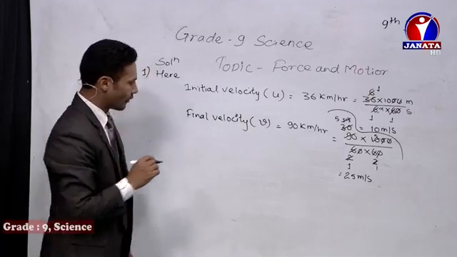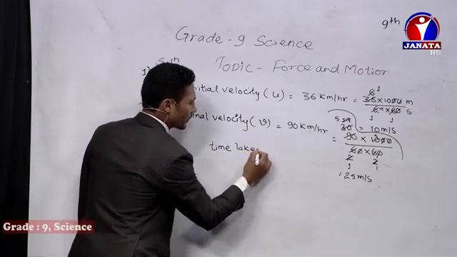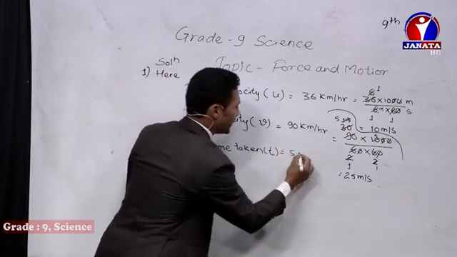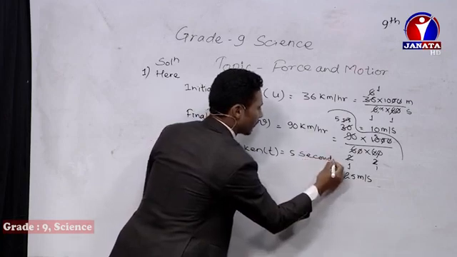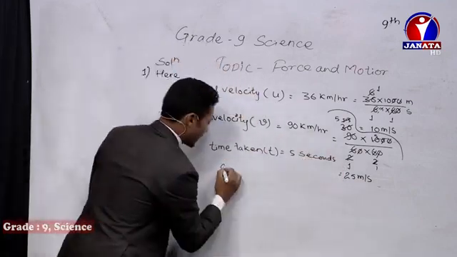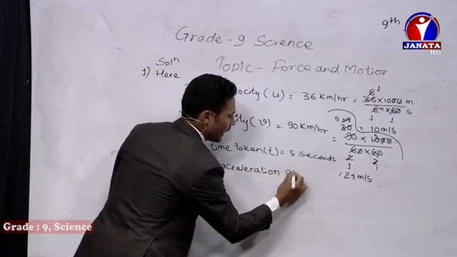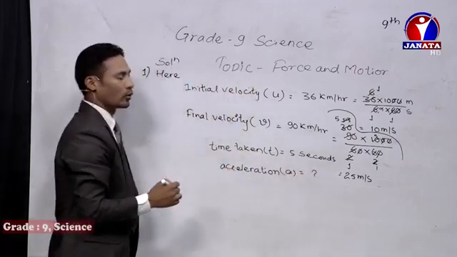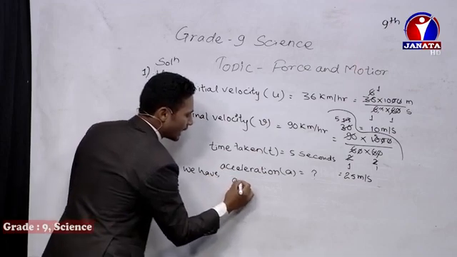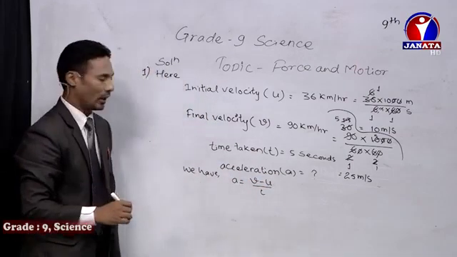And the time interval is also given over there. The time taken, represented by t, is given as 5 seconds, right? 5 seconds is given. We need to calculate the acceleration. So acceleration a equals what? What is the formula? We have the formula a equals v minus u by t. This is the formula for the acceleration.